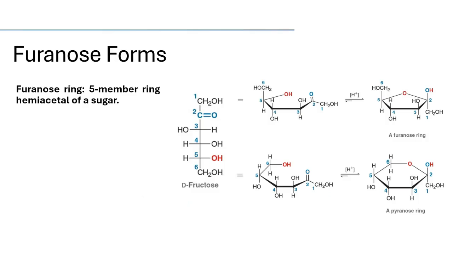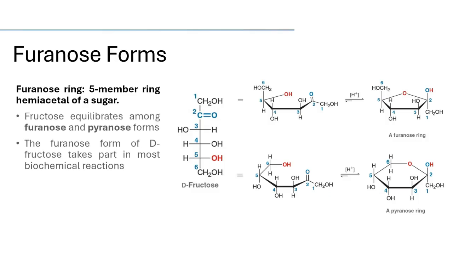Furanose forms. Furanose rings are 5-membered rings of a hemiacetal of a sugar. Fructose equilibrates between both furanose and pyranose forms. The furanose form of D-fructose takes part in most biochemical reactions.